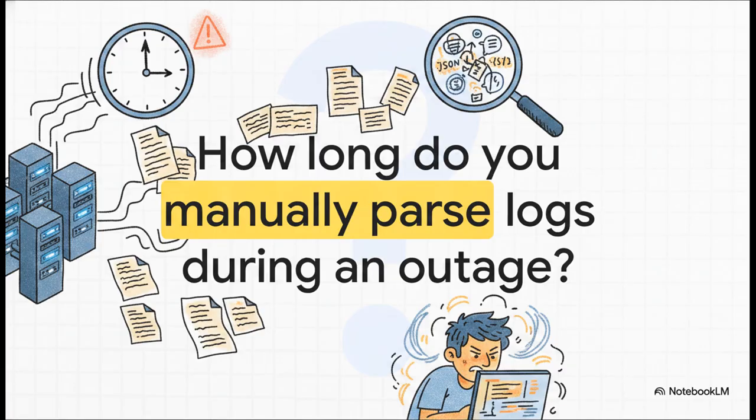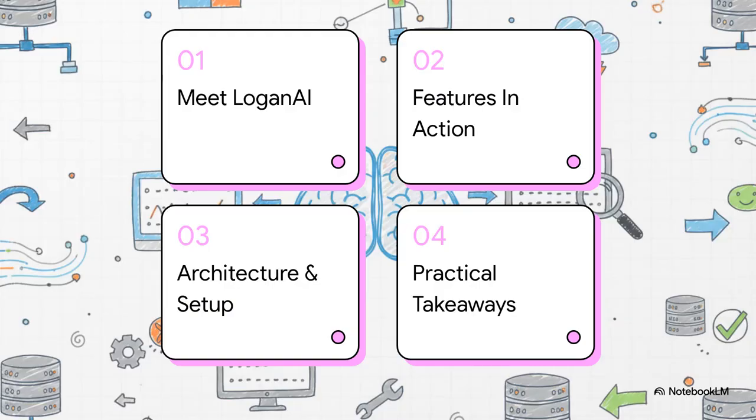is on fire? We've all felt that pain, right? It's 3 a.m., there's a massive incident, the clock is ticking, and you are just wading through thousands of lines of unstructured JSON trying to tie database traces back to some random connectivity issue. It is incredibly tedious. So here's our roadmap for today. First, we'll meet LoganAI. Then we'll see its features in action. Next, we'll cover the architecture and setup, and finally, we'll wrap up with the practical takeaways.